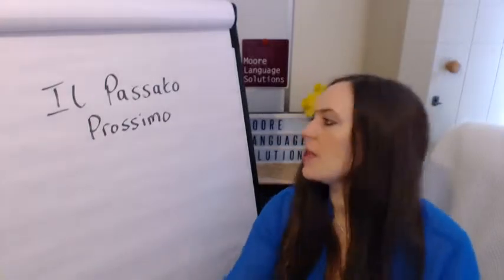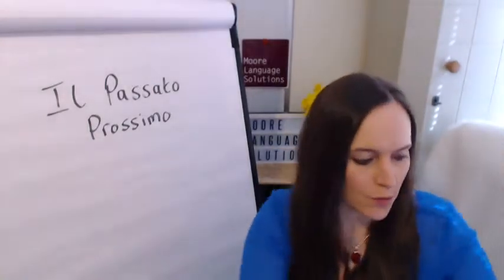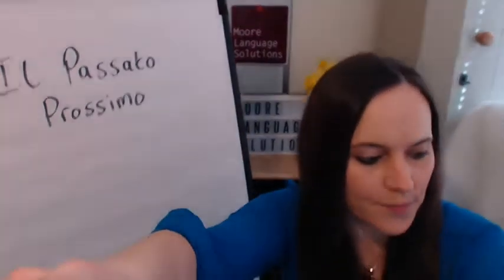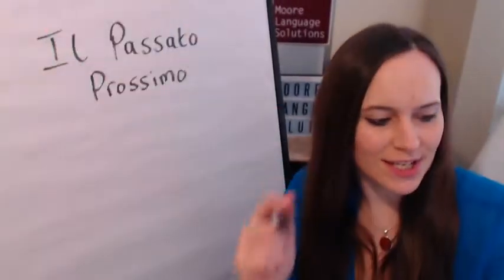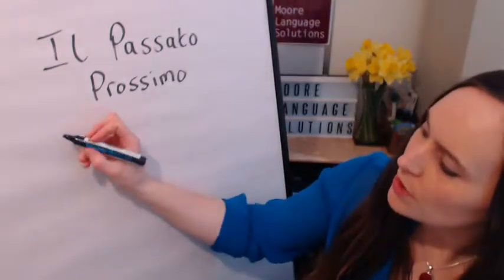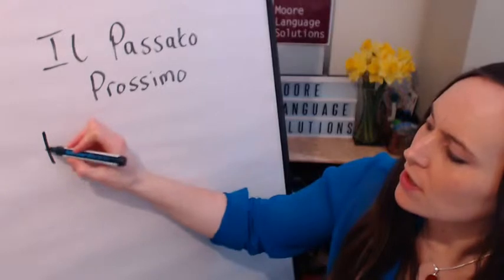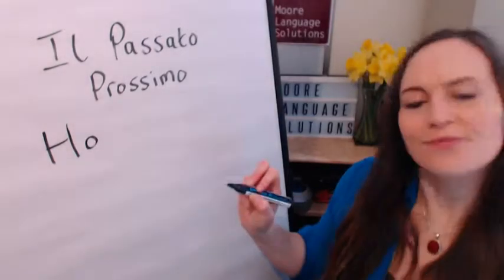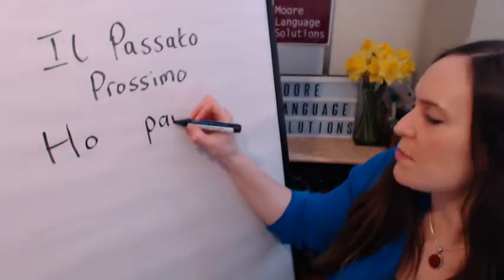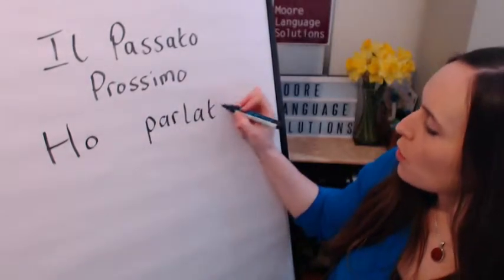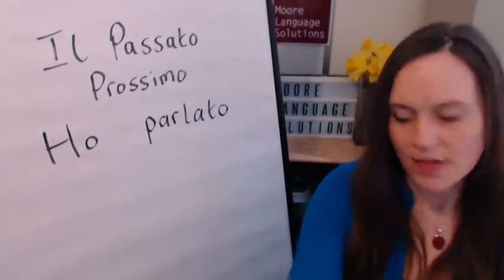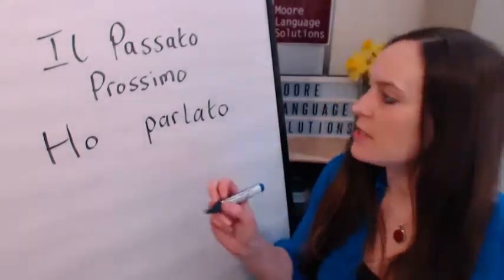So let's have a little look on the board. Andiamo un po' più vicino così. So you have to excuse me, I do this, play around with the focus and the zoom and stuff. So in those examples we have ho, and we have, say, parlato. Ho parlato. So what we actually have here are two different elements of this tense.